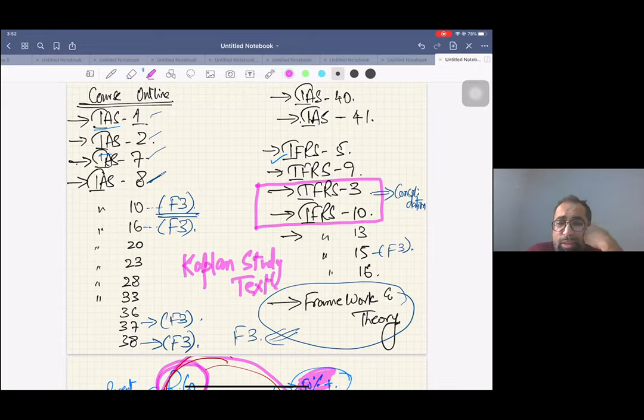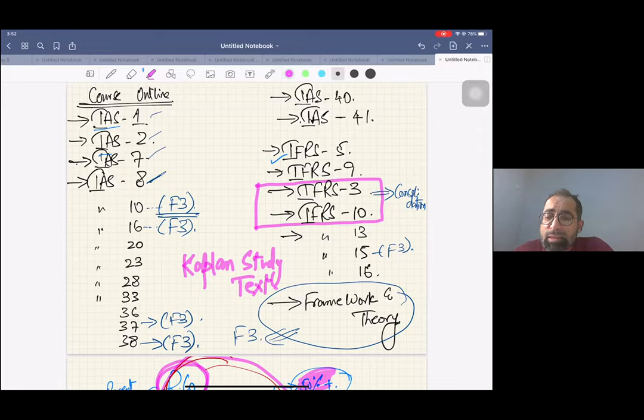Why is book reading compulsory? First of all, if you read the Kaplan book, that means you are doing everything two times. First you'll study from me, and then you'll study from Kaplan study text. So this will give you more grip. Number two, when you read the study text, you find new test your understanding short questions. So this will give you more grip.